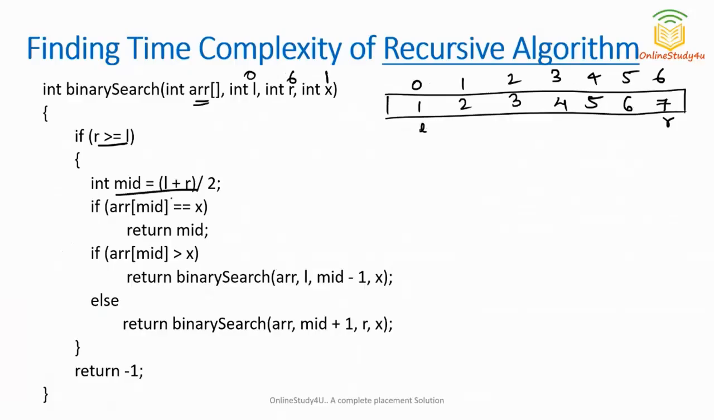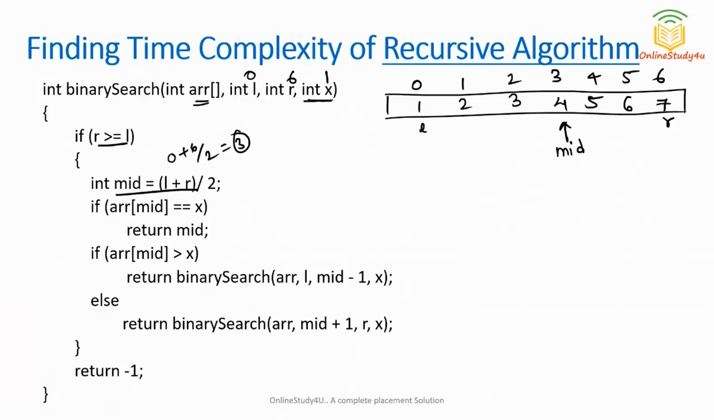Now we are calculating mid. Mid is equal to left plus right by 2. What is left and what is right? It is 0 and 6. So 0 plus 6 by 2 is nothing but 3. So now we have index 3, this is the index 3, and it is pointed to by mid.